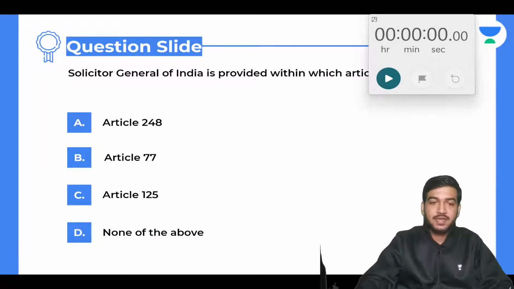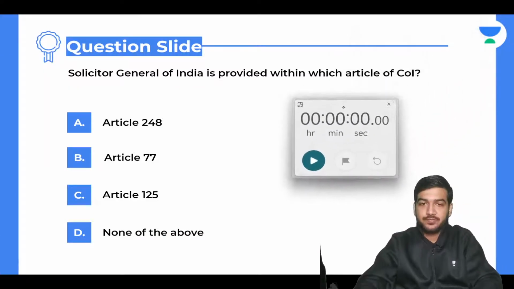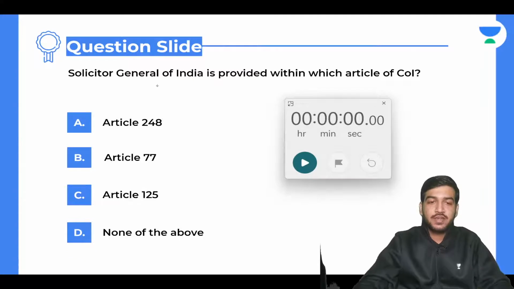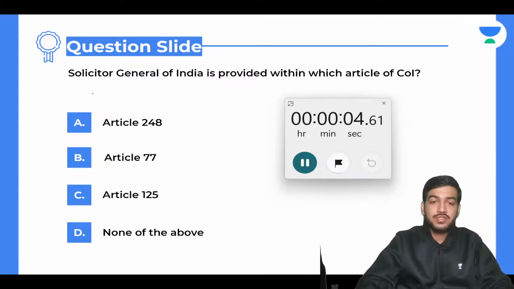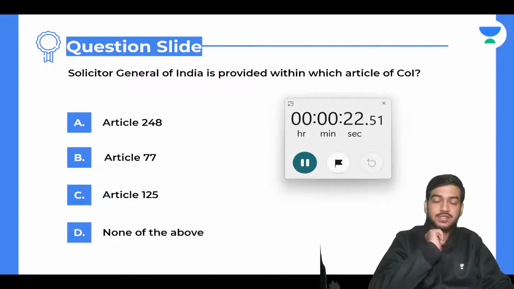Keep your pens ready. The first question: Solicitor General of India is provided within which article of the Constitution of India? The current Solicitor General is Tushar Mehta. Under which article of the Indian Constitution is this provided? A. Article 248, B. Article 77, C. Article 125, or D. None of the above. 60 seconds to answer the question.